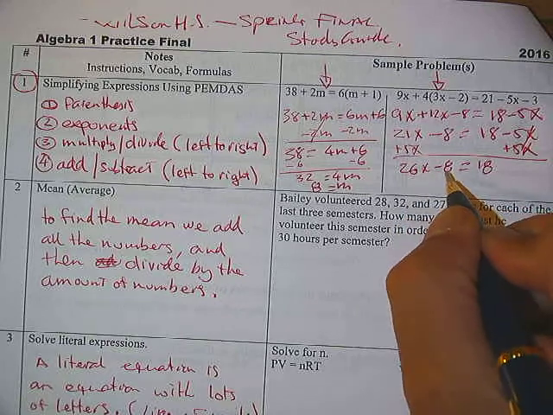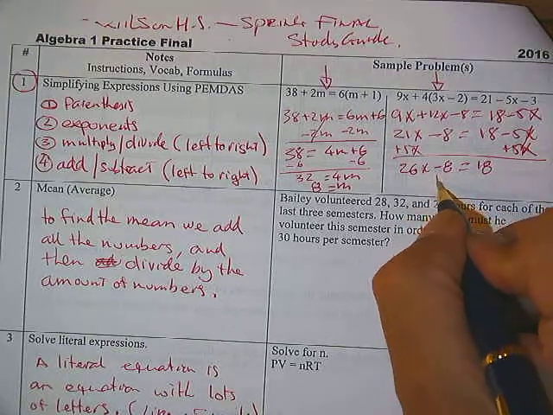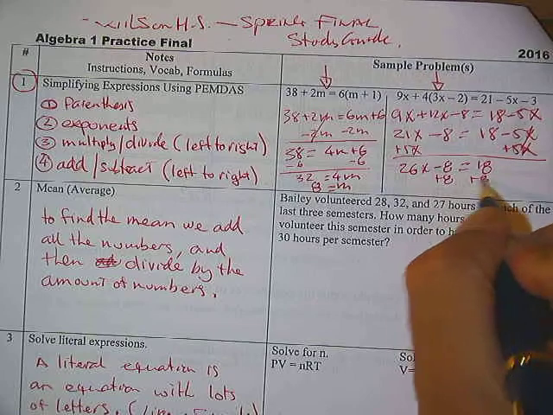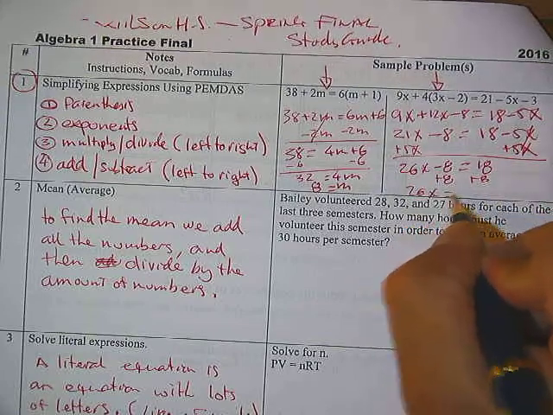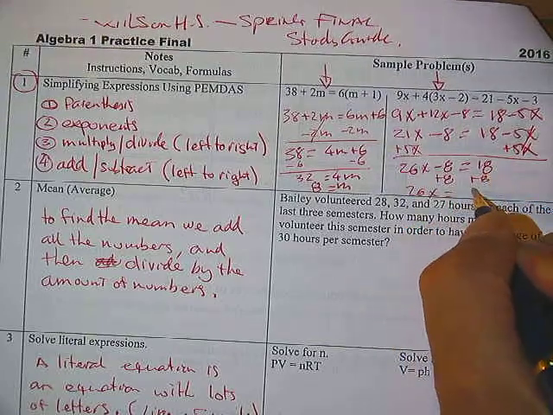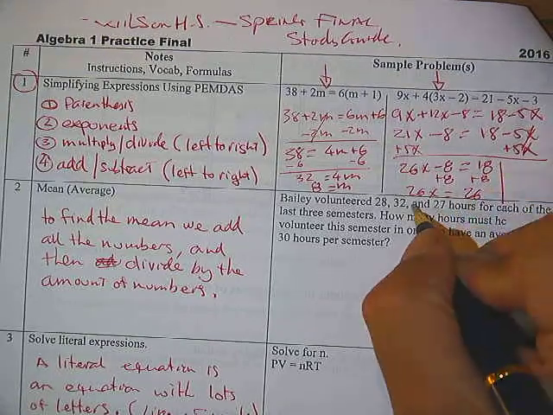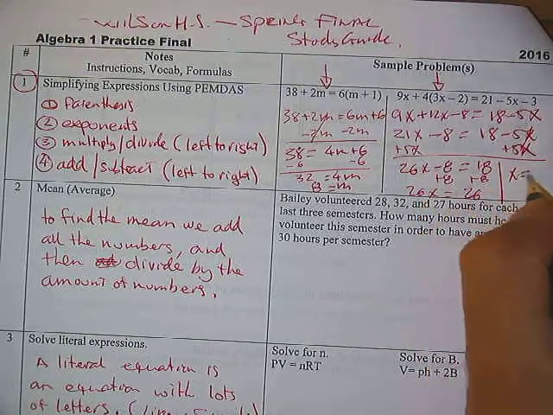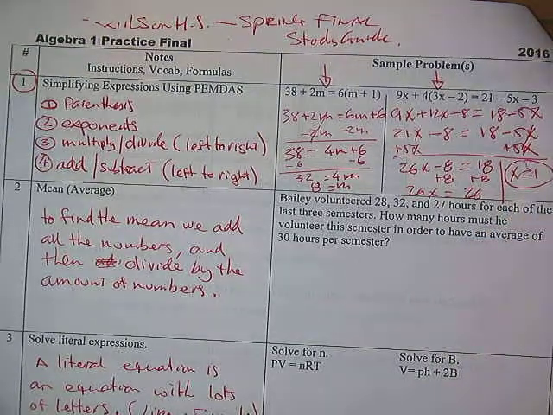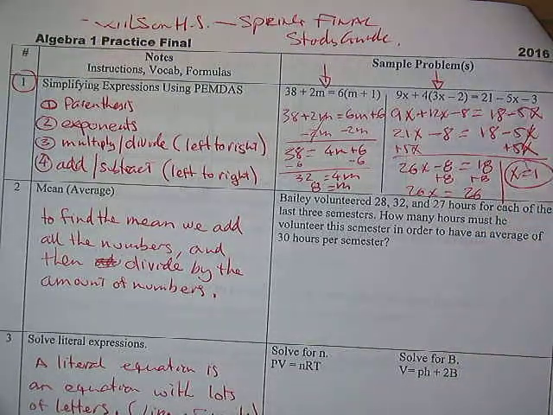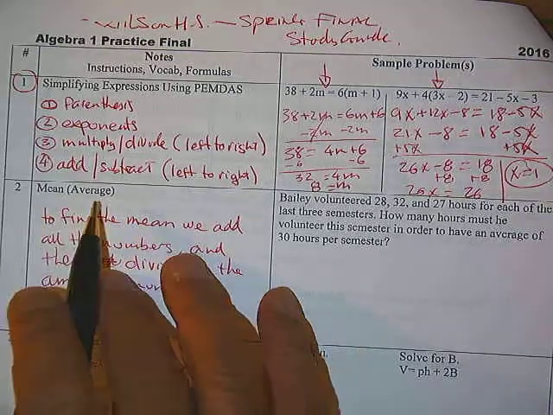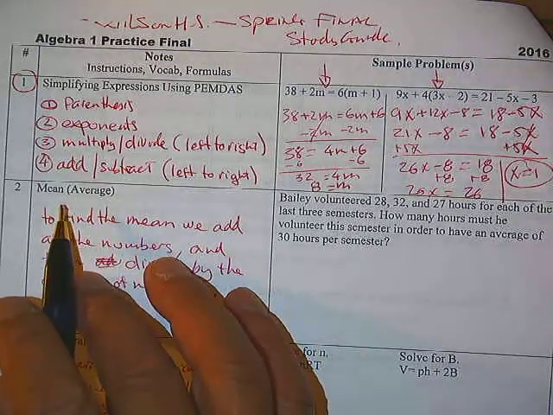That's gone. And then let's get the x by itself. We can start by adding 8 to both sides. So 26x is equal to 18 plus 8, 26. So you divide both sides by 26, and that's equal to 1. There you go. I think that was good. Let's move on to number 2.